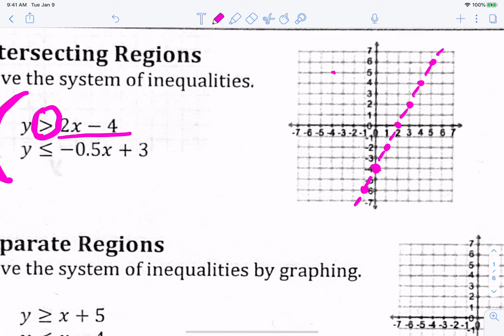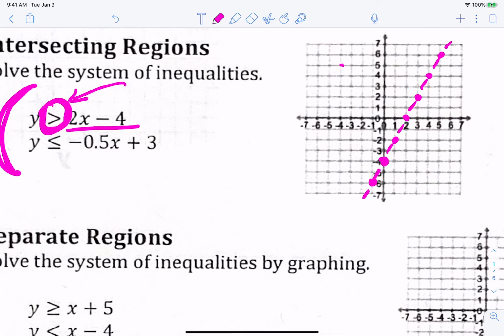And this thing says greater than. If I look at this little symbol, greater than, so which way do you shade? Left and up-ish, okay?